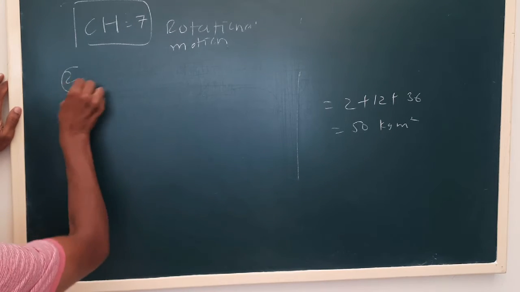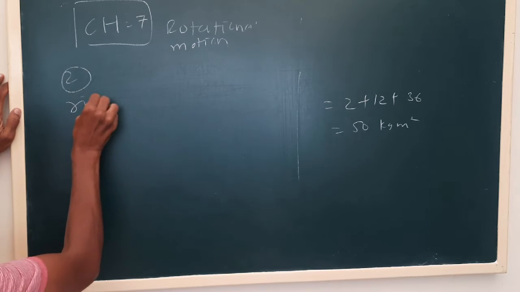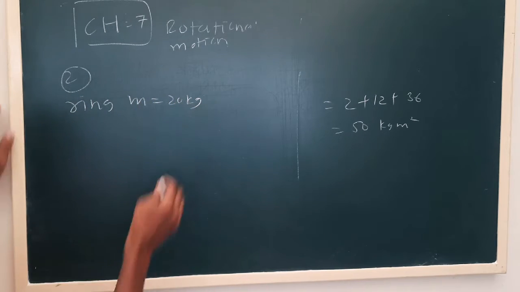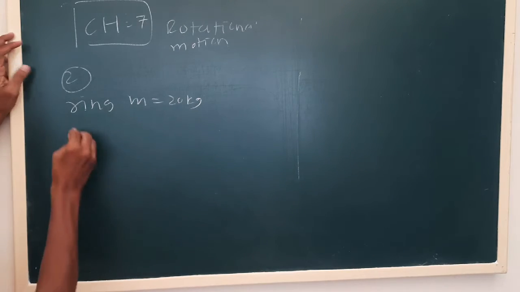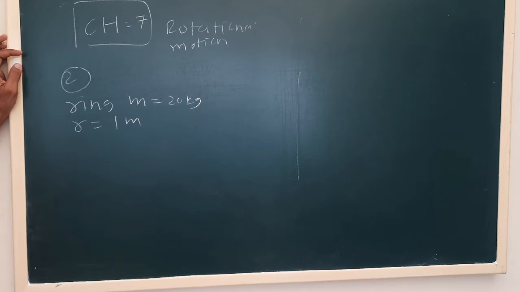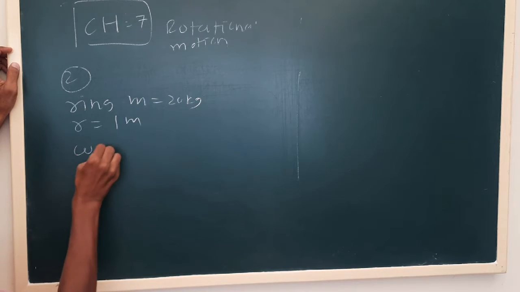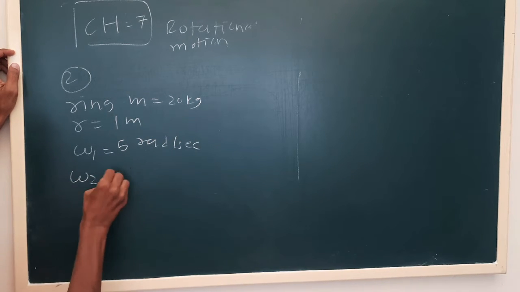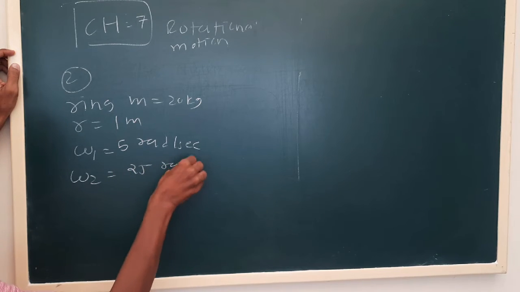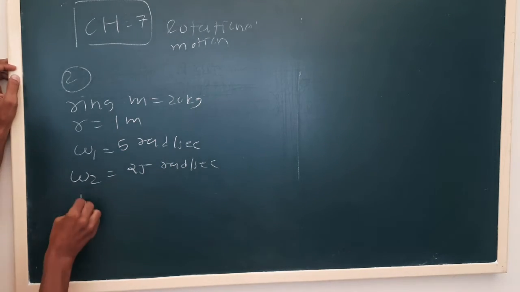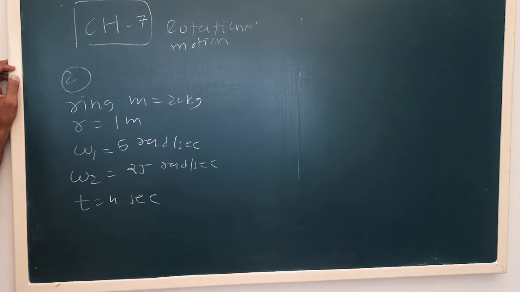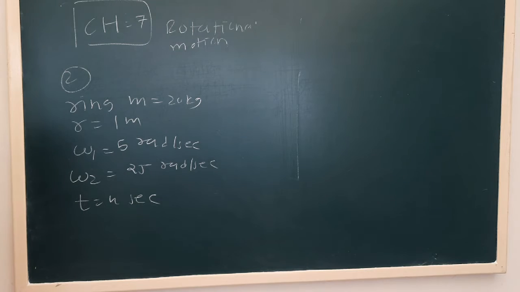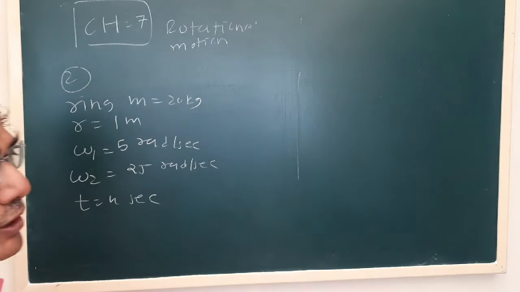Now a ring of mass 20 kg and radius 1 meter rotates on the axis perpendicular to the plane. The angular speed changes. Omega 1 is given as 5 radian per second. Omega 2 is given as 25 radian per second. This change takes place in the time interval of 4 seconds. See what will be the work done. We have to calculate the torque acting and we have to calculate the work done.